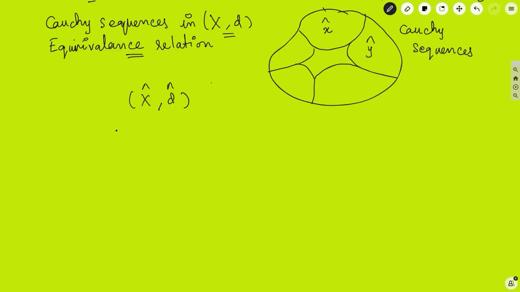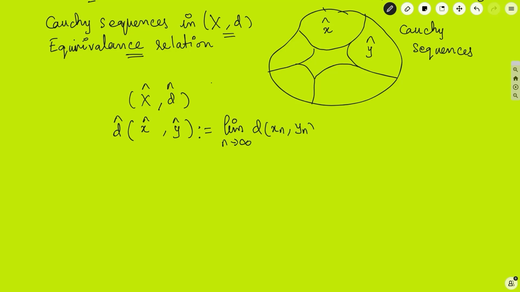So how do I define the distance between two sequences? Let me write them not as x_n, but as x hat and y hat. It's the distance between two sequences, not a number, and moreover, they are Cauchy sequences. So how do I find the distance? Let me define it as the limit as n approaches infinity of d(x_n, y_n).